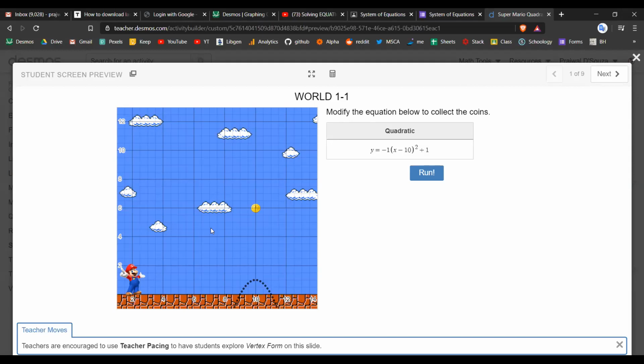Anyways, can you guys see the browser? Yes, sir. This is the game. The thing is, you need to help Super Mario get the coins. That's all. The question is, how should I change the equations so that Big Super Mario can get the coins? The question is, what are you going to change it to?